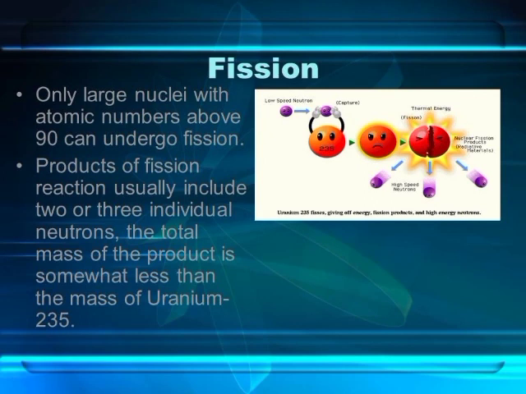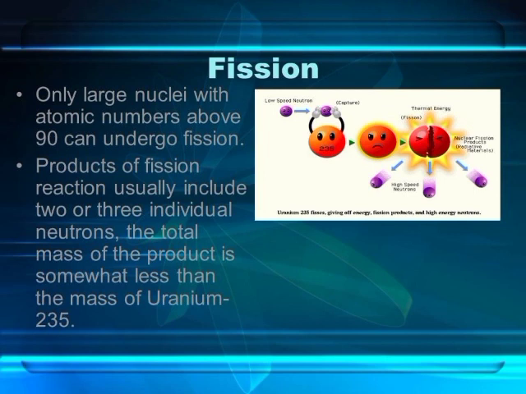Only large nuclei with atomic number above 90 can undergo fission. Products of fission reactions usually include 2 or 3 individual neutrons. The total mass of the products is somewhat less than the mass of uranium-235. Take note that uranium-235 is the fuel used to release the energy in nuclear fission.